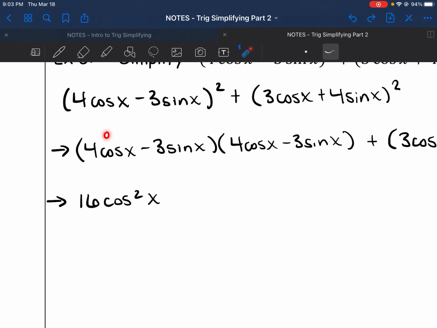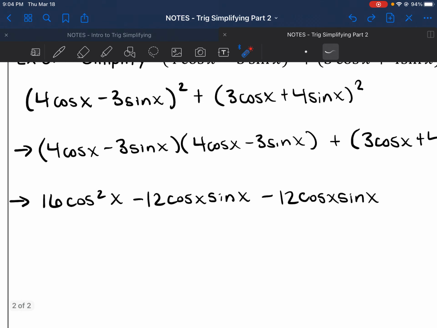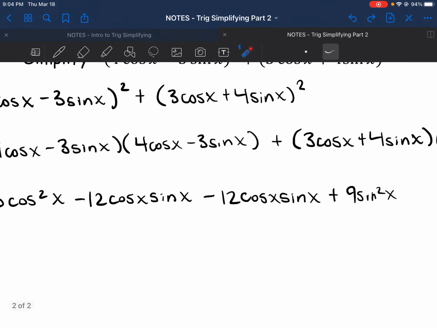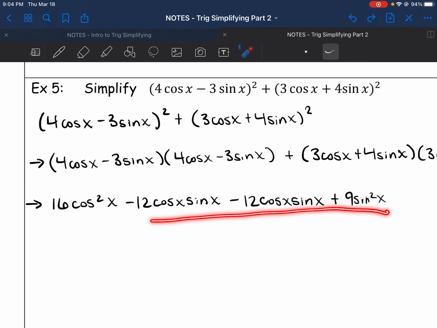Now we're going to do outside times outside. And that's going to give us minus 12 cosine x sine x. So again, 4 times negative 3, there's your negative 12. Cosine times sine, well, just cosine sine. Then inside times inside, it's going to give us another negative 12 cosine x sine x. And then last times last, well, negative 3 times negative 3, that's going to give us the positive 9. And then sine times sine is sine squared. So this whole mess right here comes from the foiling of this piece.